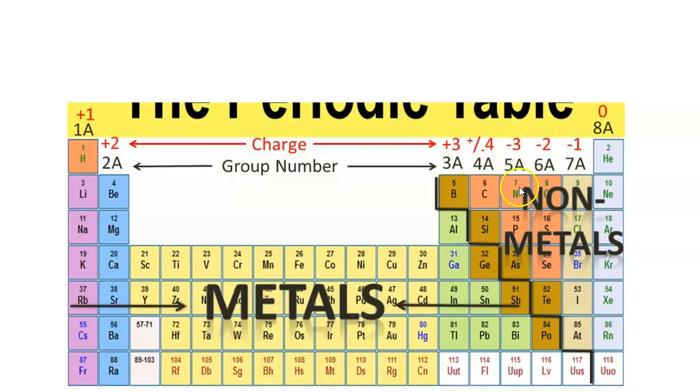But let's go to group 5. Now group 5 has 5 valence electrons. So it can either lose 5 electrons or it can gain 3. It is easier to gain 3. So it's going to gain 3 electrons. This family has 6 valence electrons. Again, it can either lose 6 valence electrons or it can gain 2. It's easier to gain 2, so it's going to have a -2 charge. Group 7 is only missing 1 electron in order to be stable, so it's going to gain 1 electron. Okay, so you can use this table to help you figure out what charge an element will have.